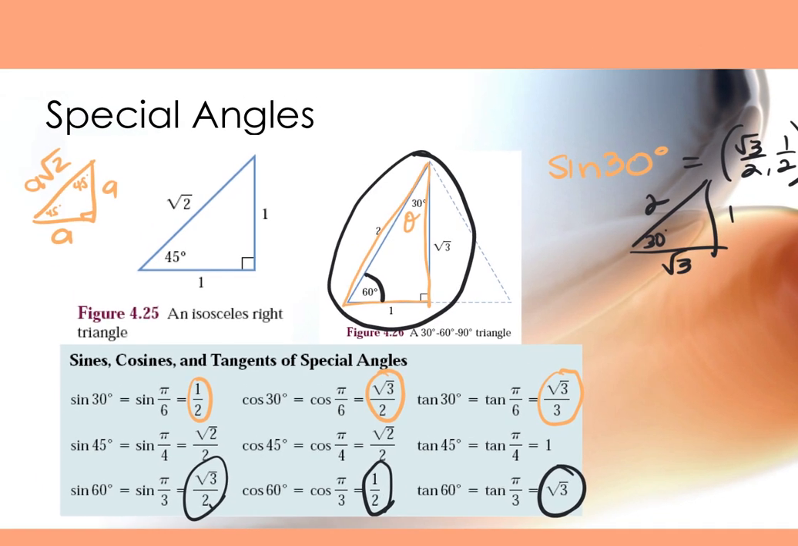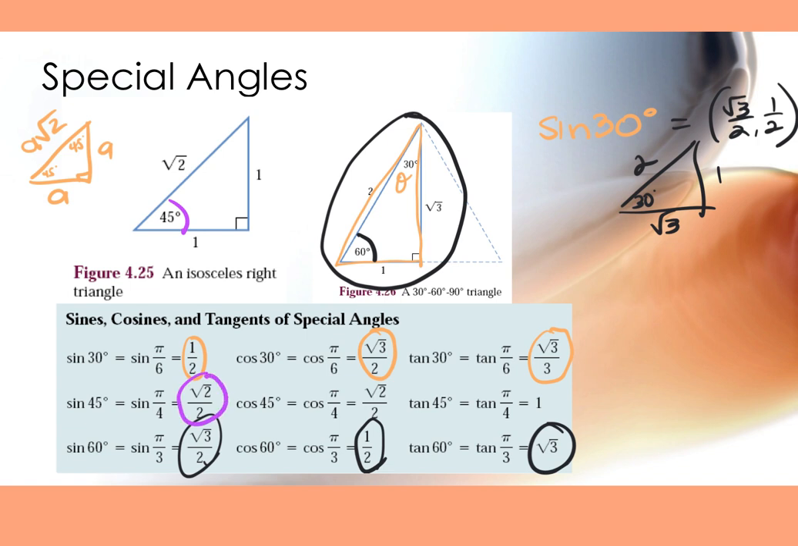The other triangle you can use is your 45, 45, 90 triangle. So let's say I was trying to find 45's sine, cosine, tangent. It'd be 1 over root 2 and 1 over root 2 for cosine and sine, and it'd be 1 over 1 for tangent.